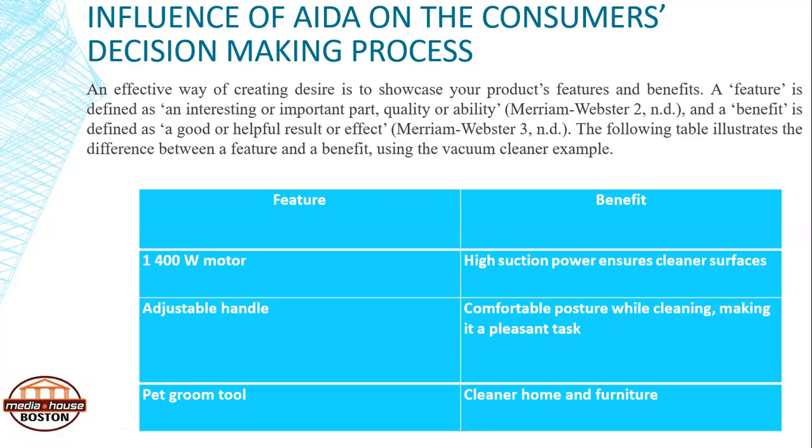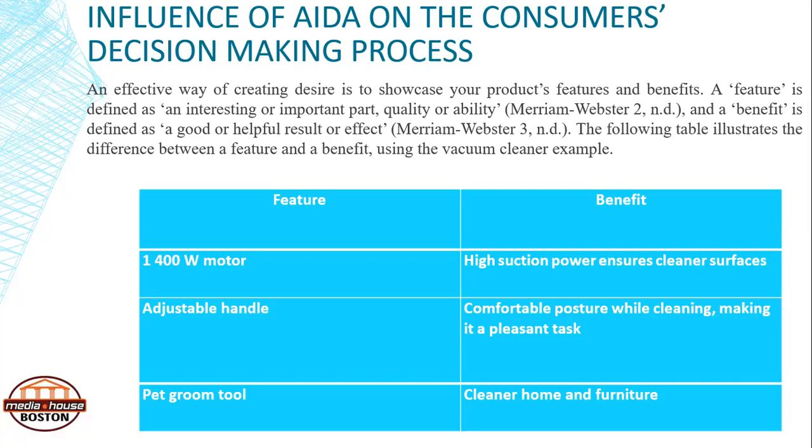We'll start by looking at the influence of AIDA on the consumer's decision-making process. An effective way of creating desire is to showcase your product's features and benefits. What is a feature? A feature is defined as an interesting or important part, quality, or ability. And a benefit is defined as a good or helpful result or effect. The following table on the screen illustrates the difference between a feature and a benefit.